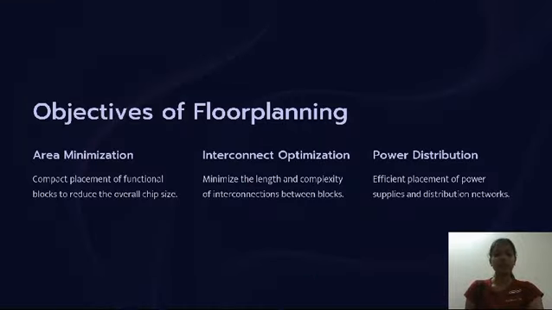Then I have the objectives of floor planning: area minimization, interconnect optimization, and power distribution. First we're going to discuss area minimization: compact placement of functional blocks to reduce the overall chip size. Then we have to reduce the chip size, power consumption or power distribution, and length of the chip also. Then next comes interconnect optimization: minimize the length and complexity of interconnections between the blocks. Then I have power distribution: efficient placement of power supplies and distribution networks.